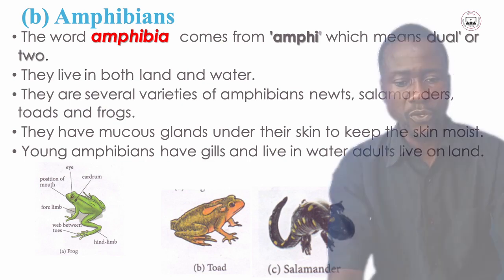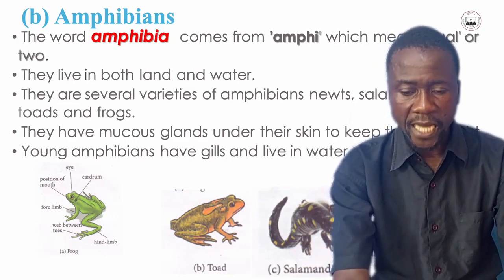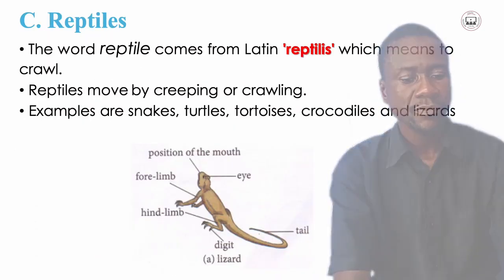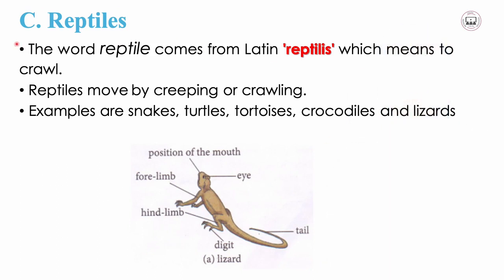Then we may continue by also looking at another group, which is the reptiles. The word reptile comes from Latin reptilis, which means to creep. Reptiles move by creeping or crawling. Examples are snakes, turtles, tortoises, crocodiles, and lizards.